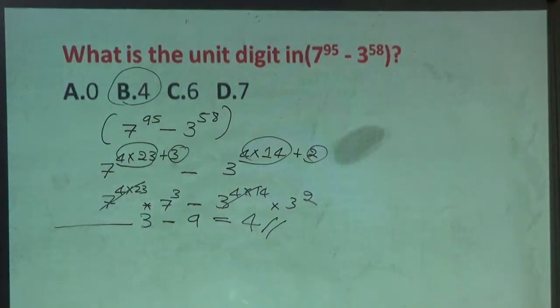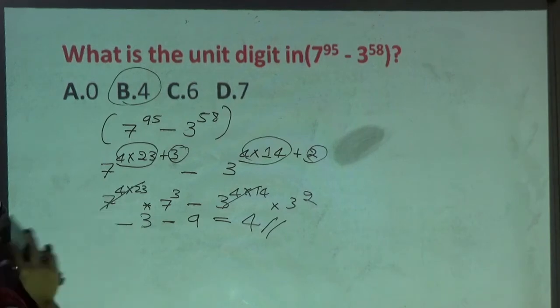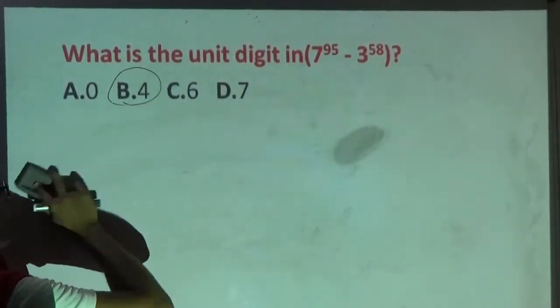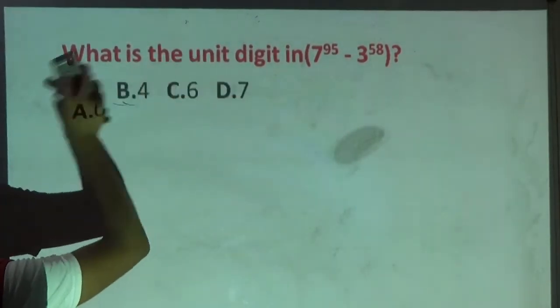See how quickly we did. So we should remember that 7 power 4 is 1 and 3 power 4 is 1. I am splitting that and got the answer. The answer for this question is 4. Hope you understood with this example. Simple question. I will go for the next example now.